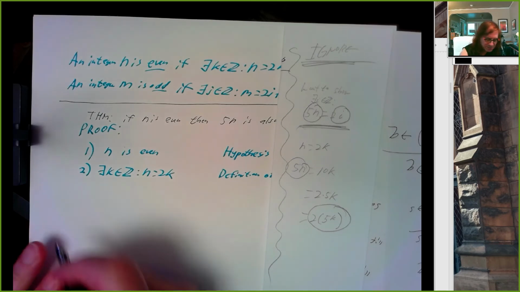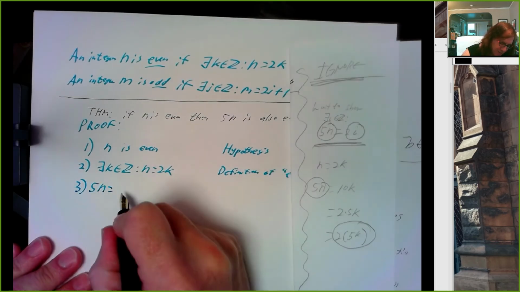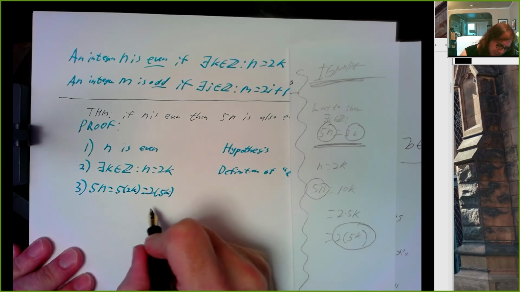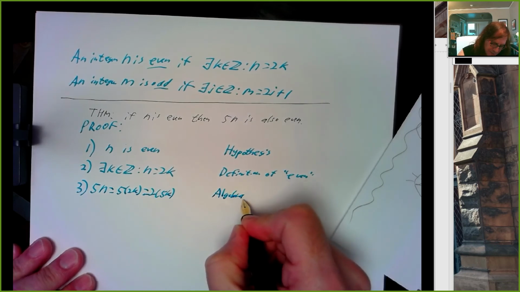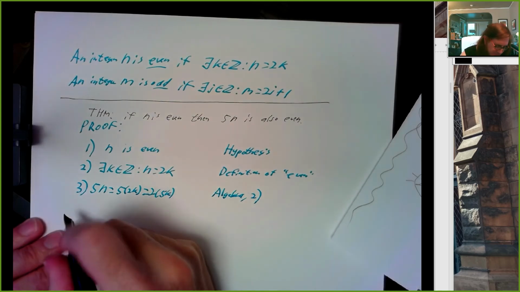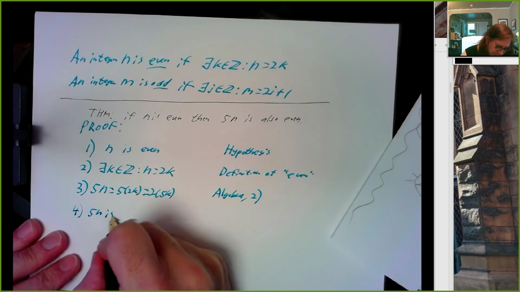So now I'm going to add this to my proof. I'm going to say 5 times n equals 5 times 2k equals 2 times 5k. And that's going to be algebra applied to what I had in proposition 2. And that's all I need to do. Now for my fourth proposition, I can simply say 5n is even.